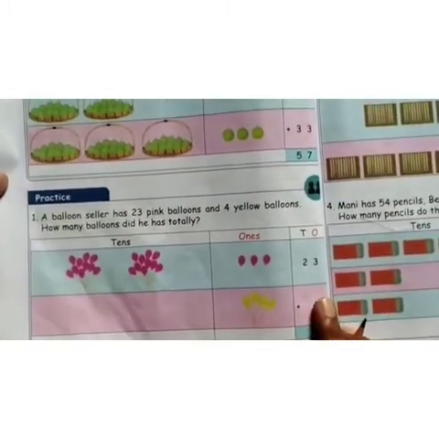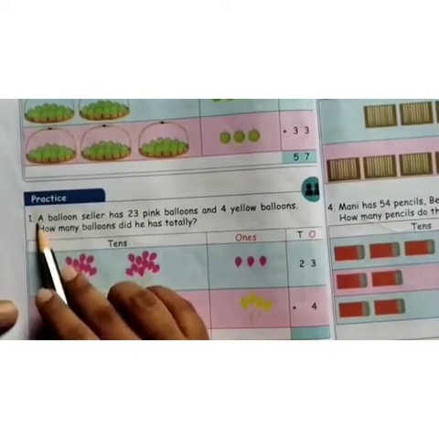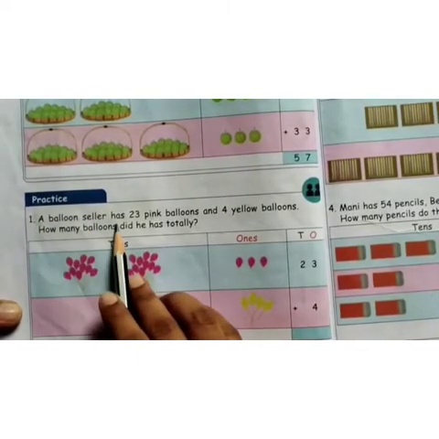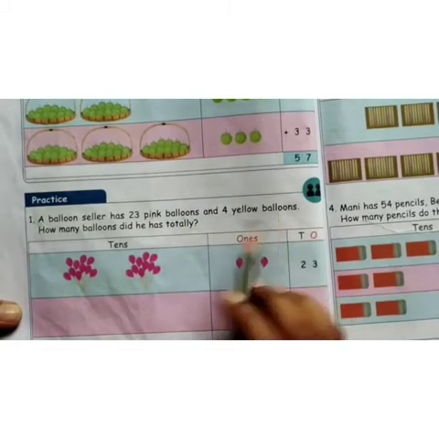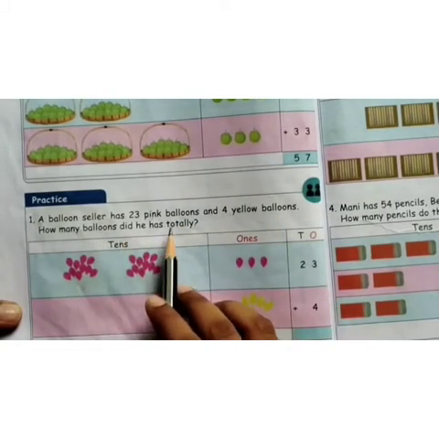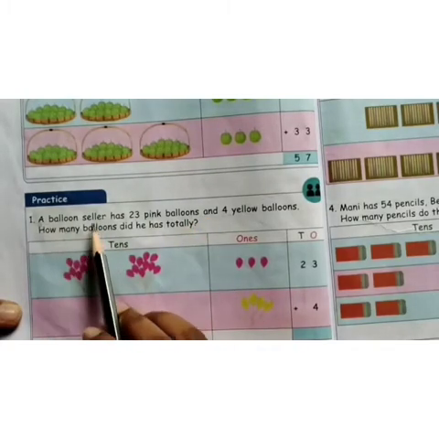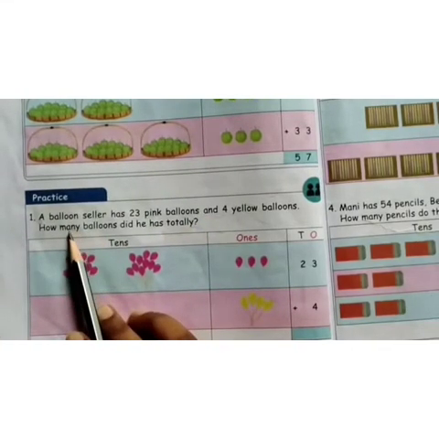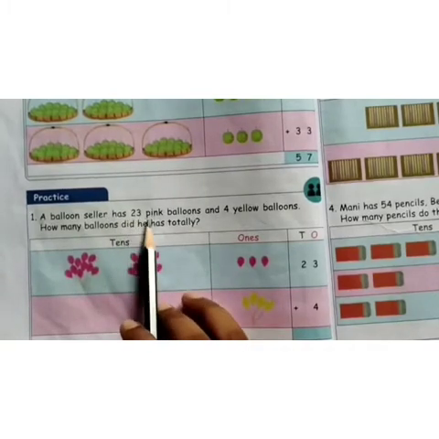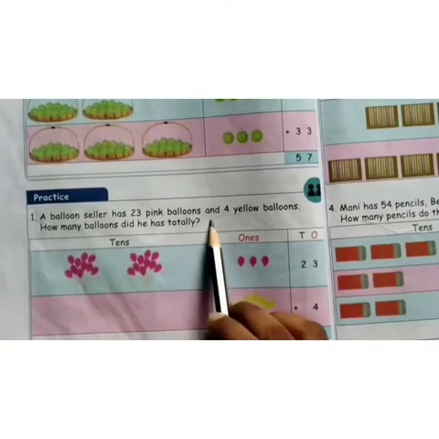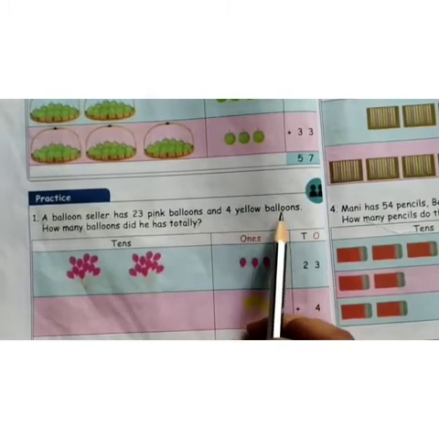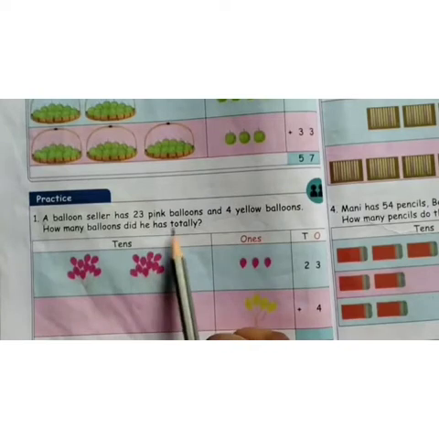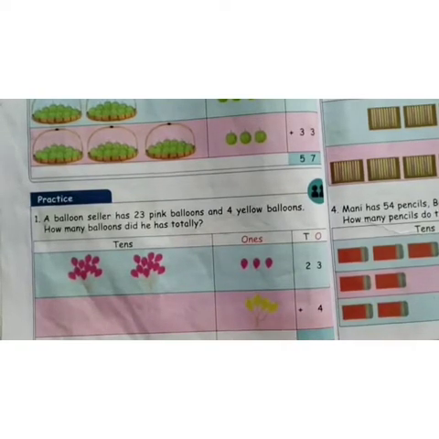Okay, look at this picture. Okay, read this question. A balloon seller has 23 pink balloons and 4 yellow balloons. How many balloons did he have totally? A balloon seller is someone who sells balloons. He has 23 pink balloons and 4 yellow balloons. How many balloons does he have in total, that only we have to find.